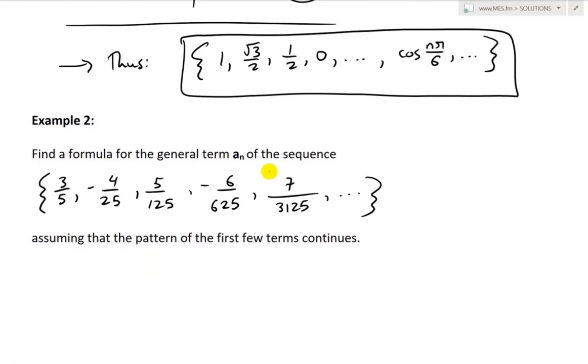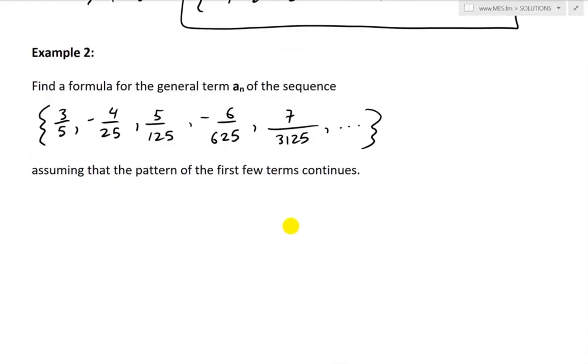It states, find a formula for the general term a_n of the sequence, and we're given 3 over 5, then negative 4 over 25, then 5 over 125, then negative 6 over 625, then 7 over 3,125. Notice the 5s, notice the switching of the signs, and assume that the pattern of the first few terms continues. So let's look at this.